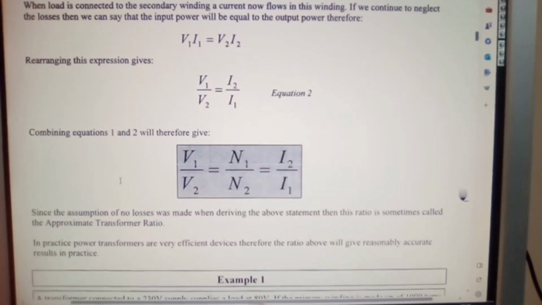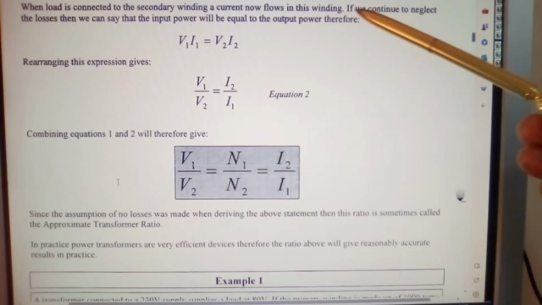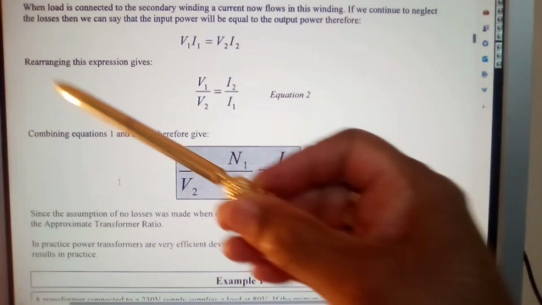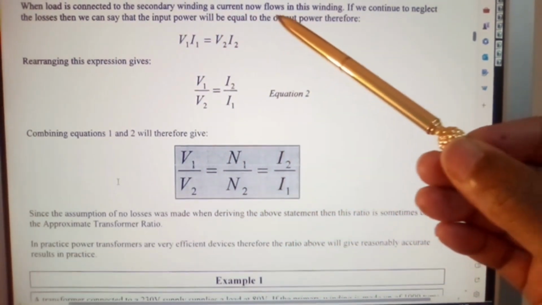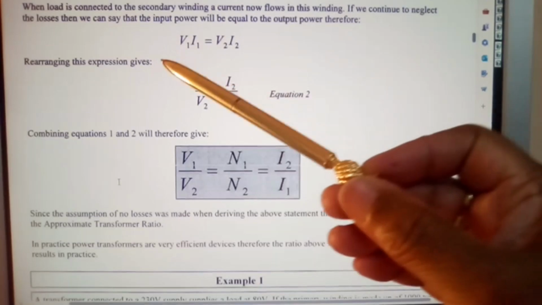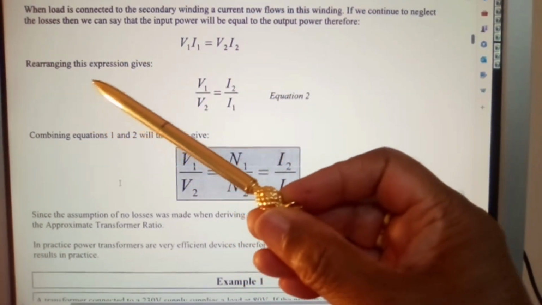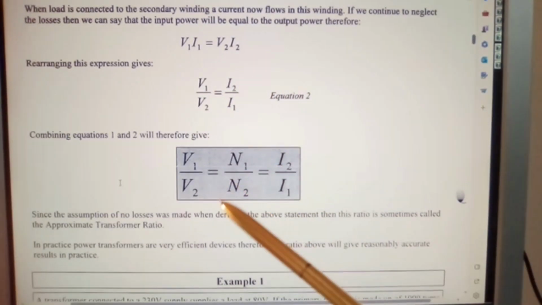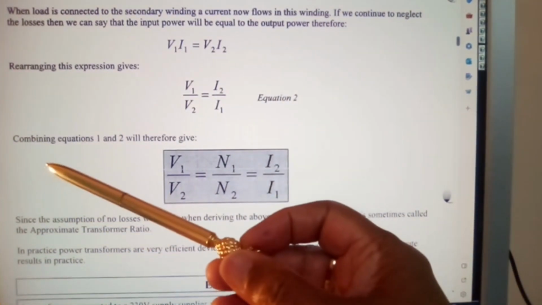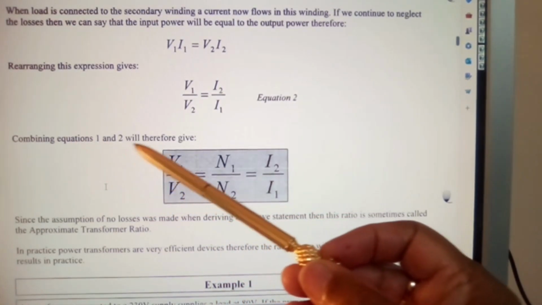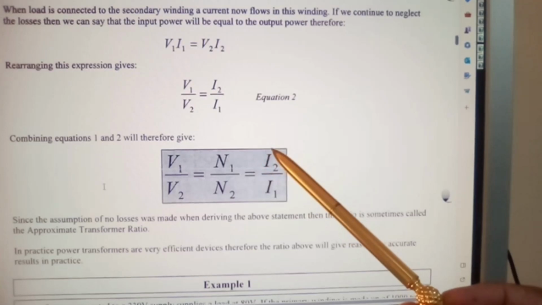When a load is connected to the secondary winding, a current now flows in this winding. If we continue to neglect the losses, then we can say that the input power will be equal to the output power. Therefore, V1 I1 equals V2 I2. Rearranging this expression gives V1 over V2 equals I2 over I1, equation 2. Combining equations 1 and 2 will therefore give V1 over V2 equals N1 over N2 equals I2 over I1.